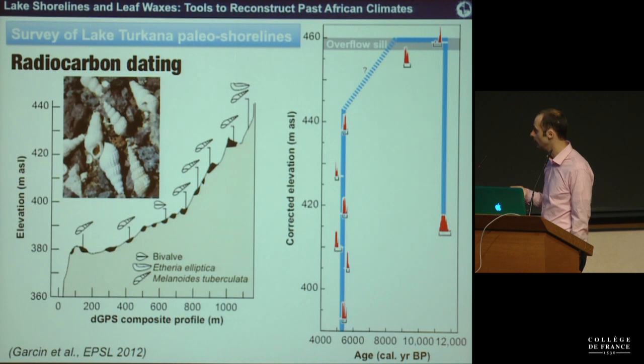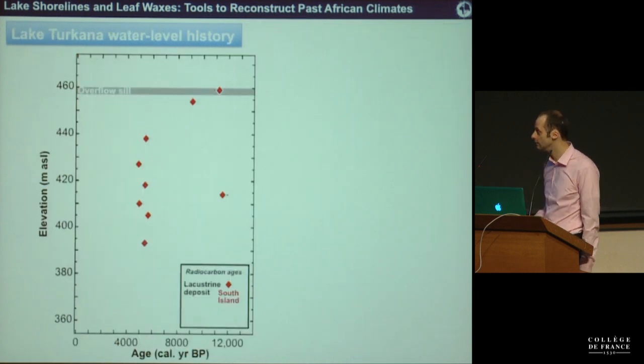With this data, we can first make a tentative lake level reconstruction, and we can say that during the early Holocene, the lake level was high, most probably overflowing toward the Nile. Then we do not have so much information. And then around 5,000 years ago, the lake dropped by at least 50 meters. This is only the data from the South Island area.